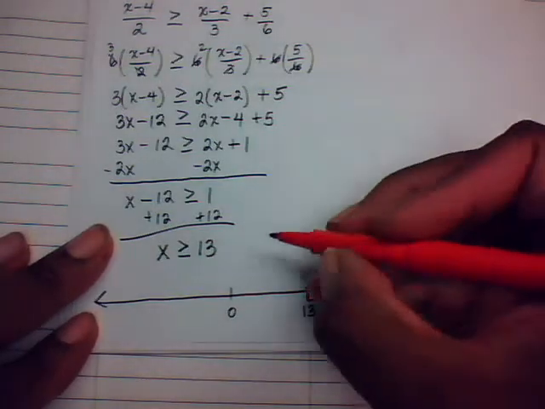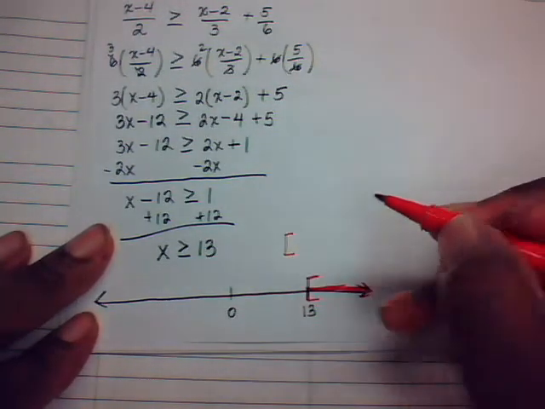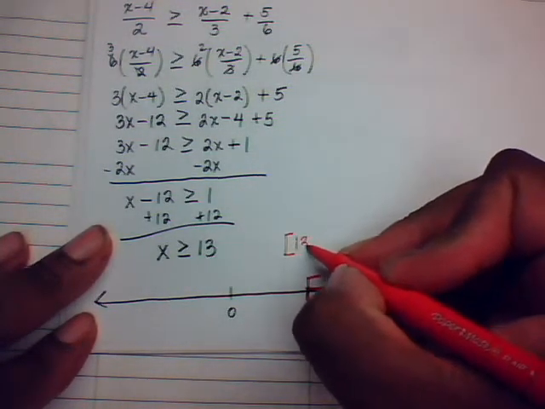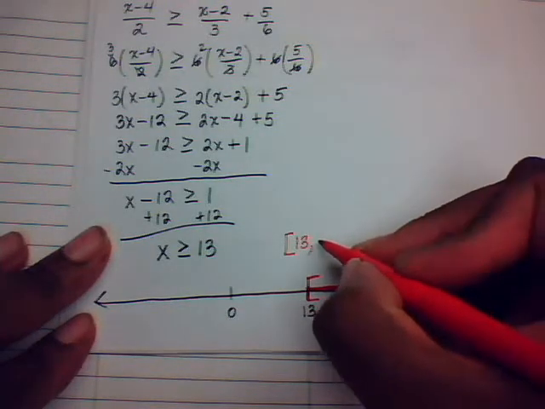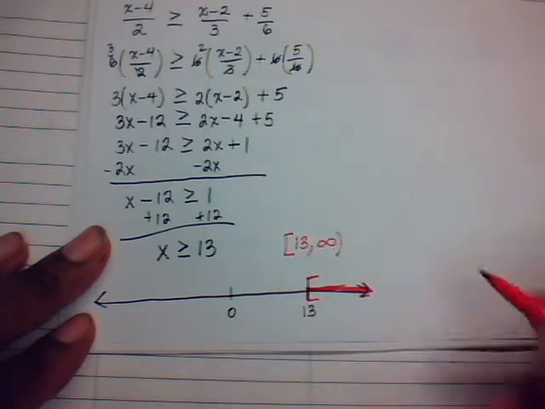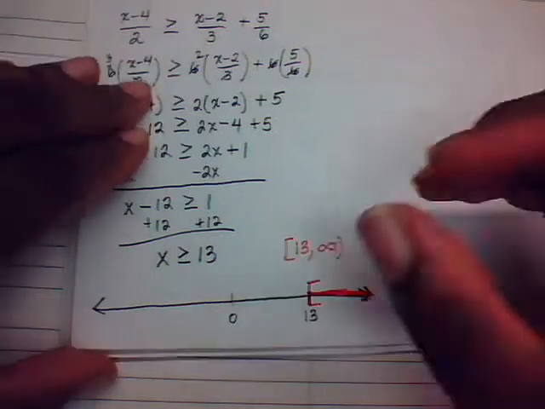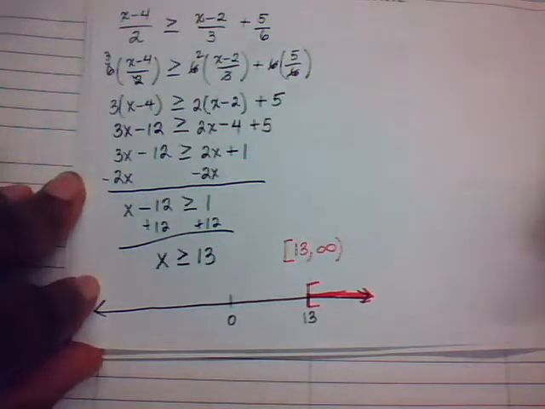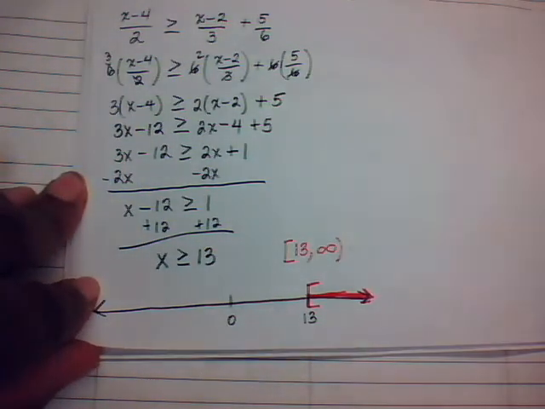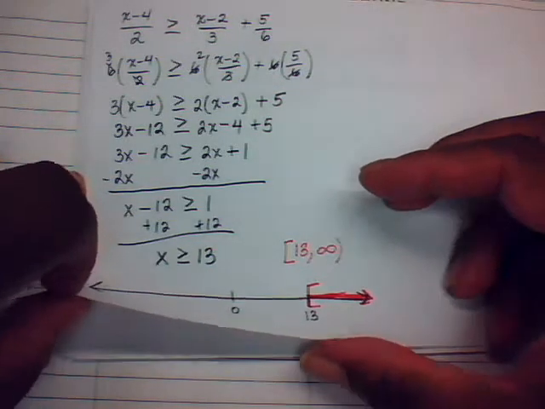And the interval notation for that is this. I'm using a left bracket to show that 13 is included, and it's greater than or equal to, so you have to use positive infinity. That would be interval notation for x is greater than or equal to 13. Bracket at 13 and then infinity. Okay, so this is pretty much how you'll solve another type of inequality.